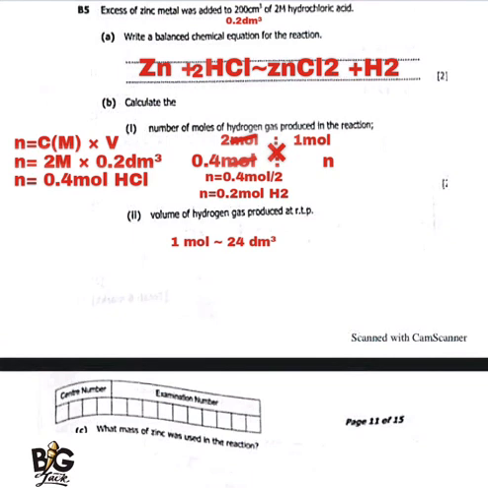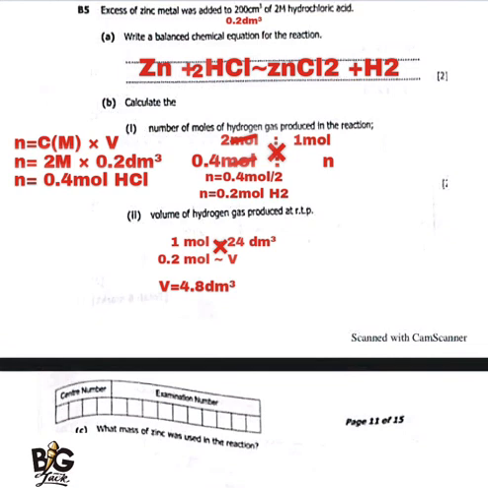So in this case here we have 0.2 moles of hydrogen. So which means I'm going to say 0.2 moles of hydrogen multiplied by what? 24. Then the answer is going to be 4.8 decimeters what? Cubed. Since I'm saying 1 mole is equal to or is equivalent to 24 decimeters what? Cubed.